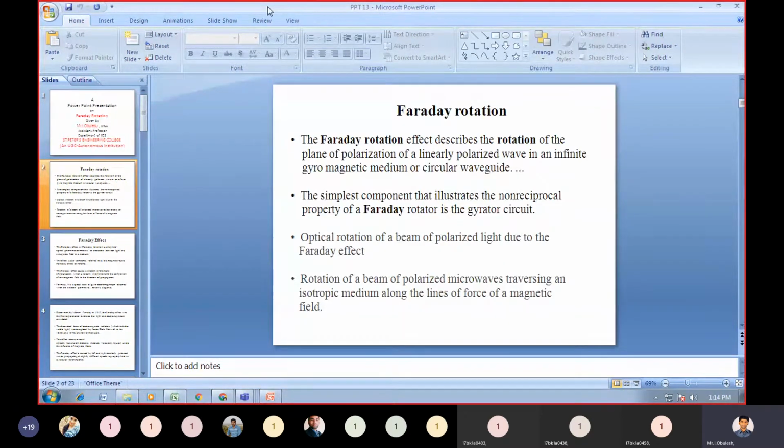Another definition for Faraday rotation is the optical rotation of a beam of polarized light due to the Faraday effect, and the rotation of a beam of polarized microwaves traversing an isotropic medium along the lines of force of a magnetic field.